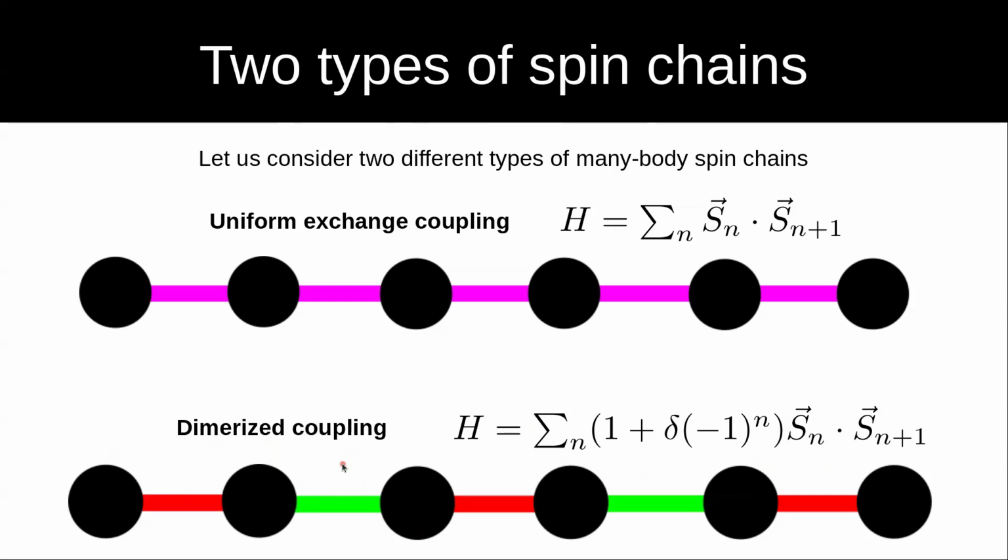What's interesting about this model is that this value of the dimerization delta effectively allows us to control the gap of this quantum spin model. So these two models are both quantum magnets. They both have a ground state that is singly degenerate, but one of them is gapless and the other one is gapped, and the size of the gap can be controlled by delta.